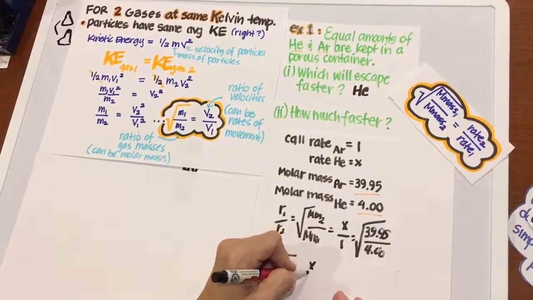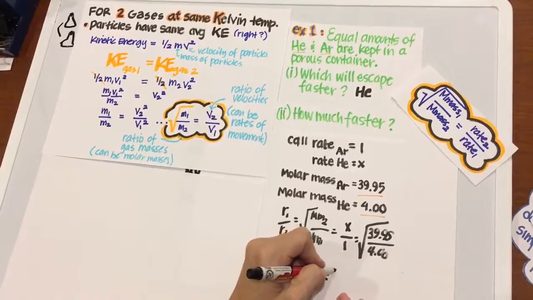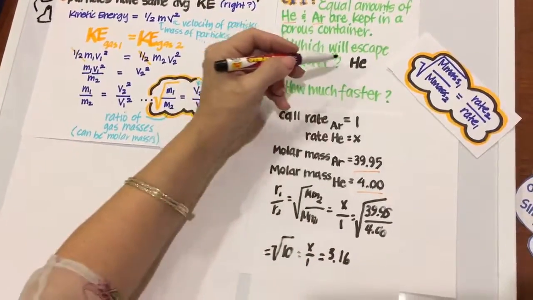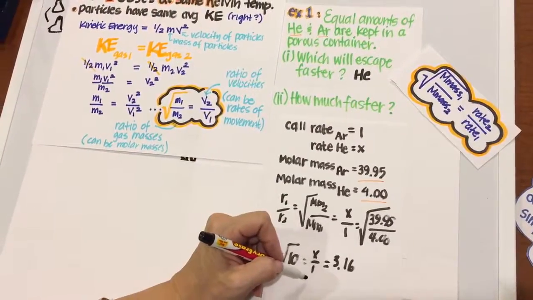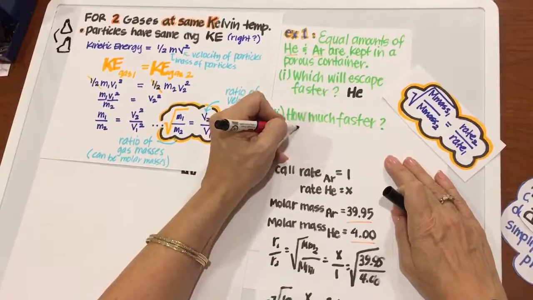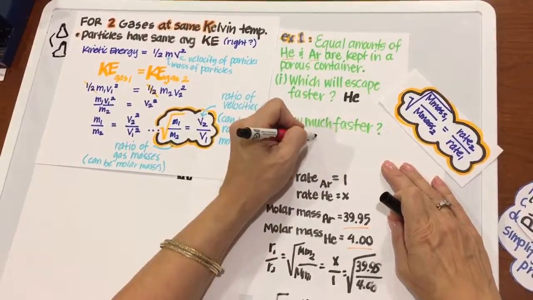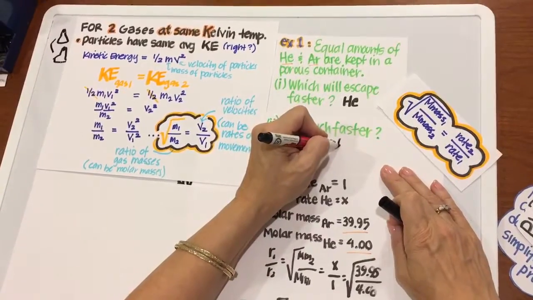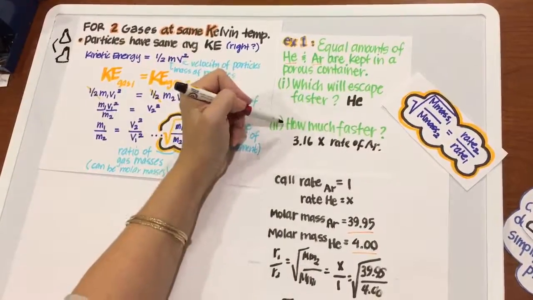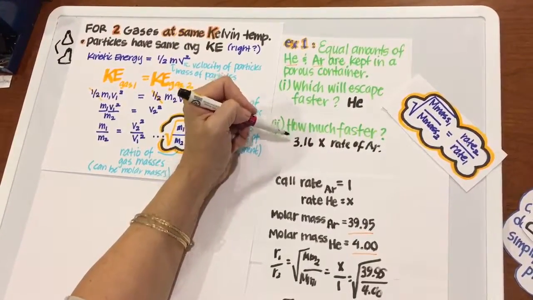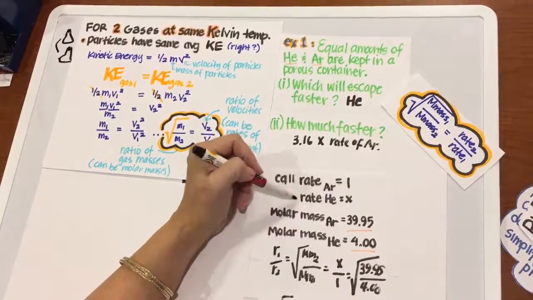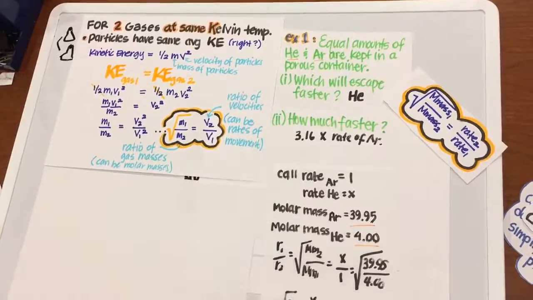So x over 1 is going to equal 3.16. That's the rate of helium relative to argon. So how much faster will helium effuse? 3.16 times the rate of argon. So if the question asks you about how much faster, then you can use this, set one of the rates equal to 1 and the other rate equal to x, and then solve for x.